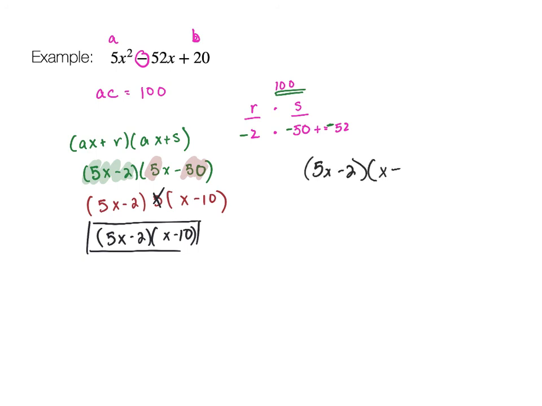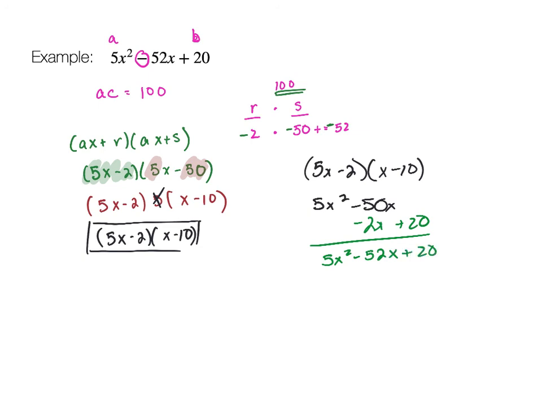So I'll run over here and check it real quick. It'll be 5x squared when I distribute, and negative 50x when I distribute. It'll be negative 2x when I distribute the 2, plus 20. 5x squared minus 52x plus 20. Boom, it checks. We have our correct answer.